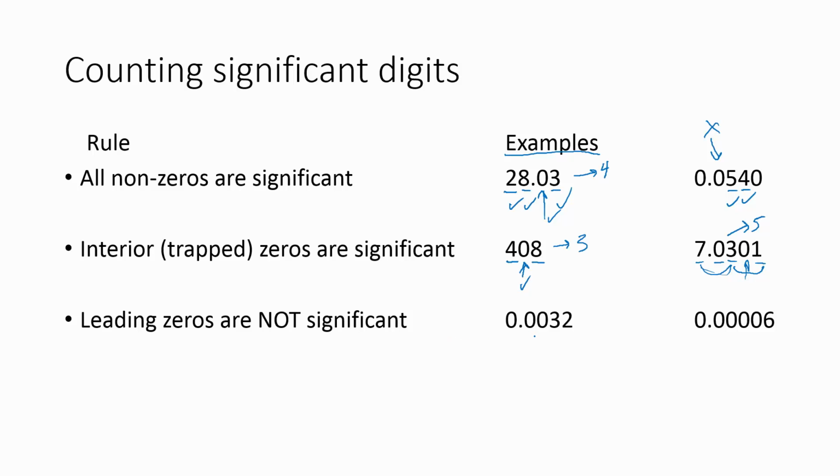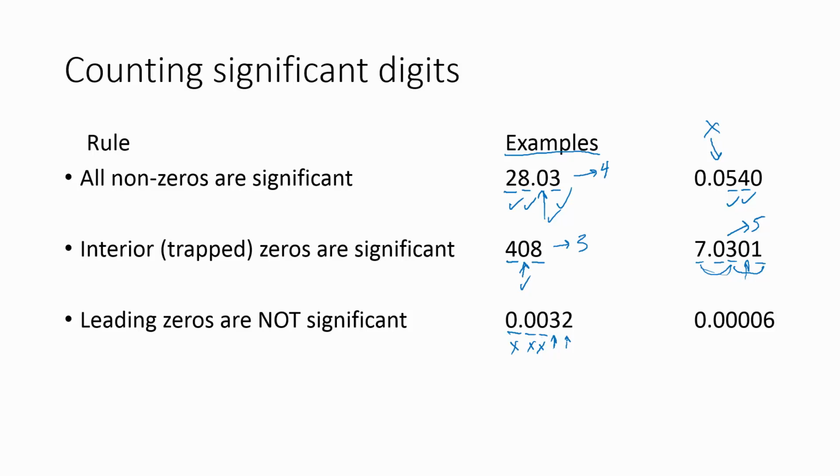Zeros that lead are not significant. All these are really here for is to show that this number is small. It's not 0.3, it's not 3, it's 0.003. So it's showing the size of this measurement. It's called the magnitude. So things that only serve to show you how big or small a number is, they're not considered significant in terms of assigning number of digits to round to in a calculation.